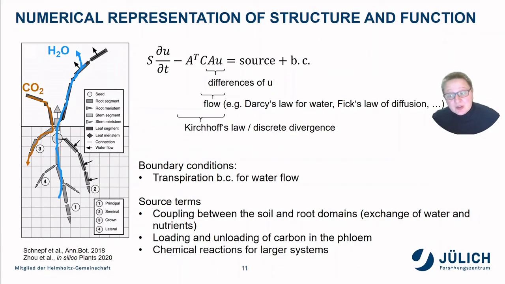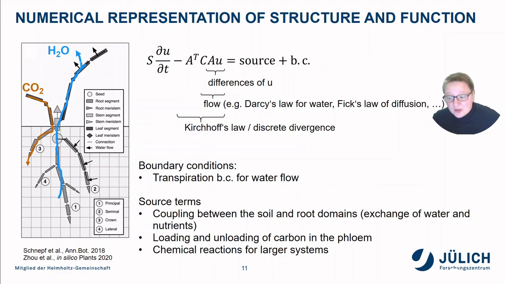Returning to our original problem, we can now interpret the spatial discretization as the product of the incidence matrix with U that gives us the difference of U. Left multiplication with the matrix C gives the flow of equations, and multiplying this with the transpose of the incidence matrix gives us Kirchhoff's law at equilibrium. In dynamic problems, it is the discrete divergence operator.